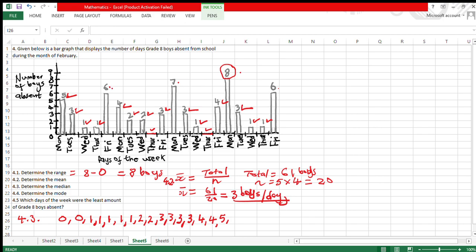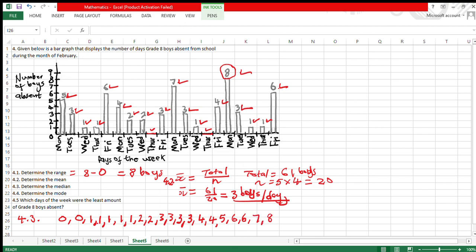And then the next number after a 5 is a 6. It's 2 of them. We have 2 6's. 6, 6. And then we have a 7. And then we have an 8. So let's write here 7 or 8.